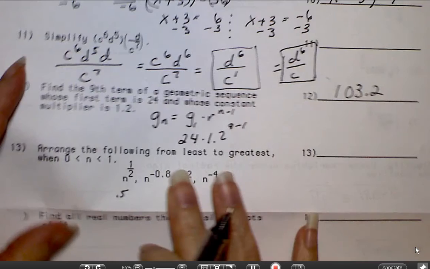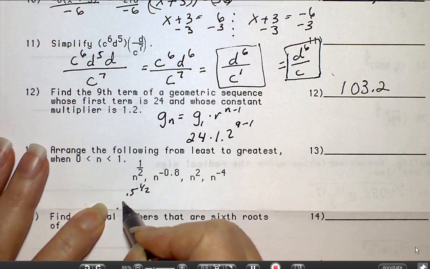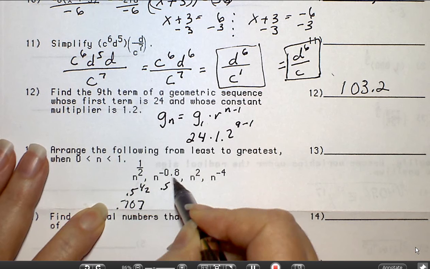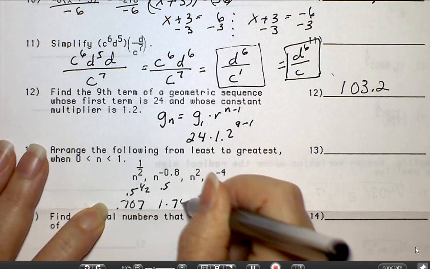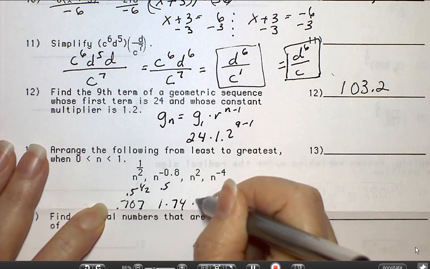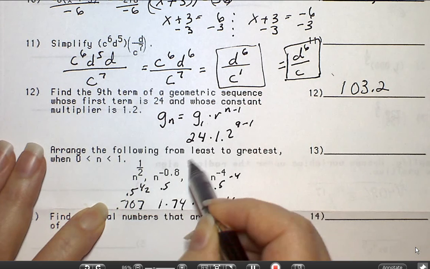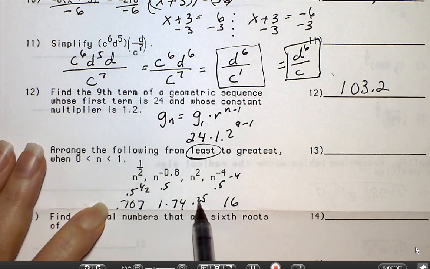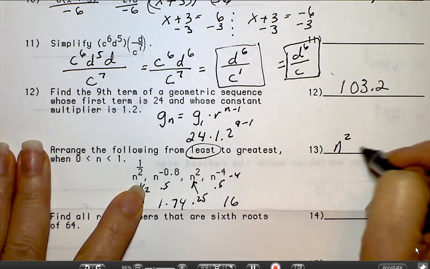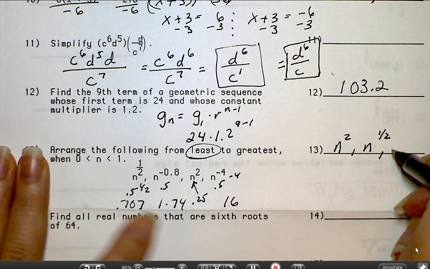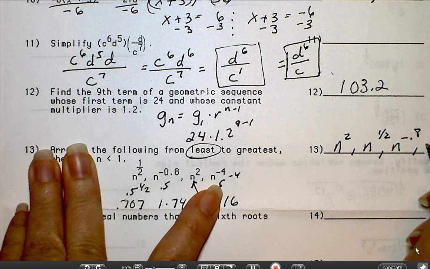So if I have 0.5 to the half and I put that into the calculator, I'm going to get 0.707. 0.5 to the negative 0.8, I'm going to get 1.74. 0.5 squared, I get 0.25. And then 0.5 to the negative fourth is 16. So it says least to greatest. So I'm looking for the least number, which is your 0.25. So that means n squared is going to give us the smallest number. Then my next number would be this one, so I have n to the 1/2. My next number is 1.74, so that means n to the negative 0.8. And then 16 is my biggest, so that means n to the negative fourth would be that.